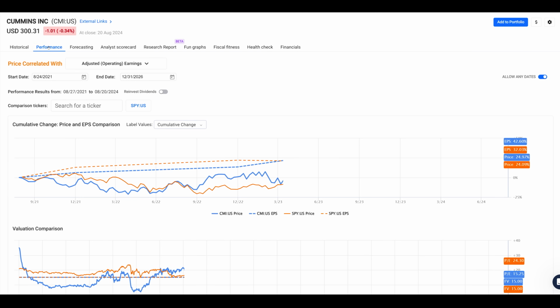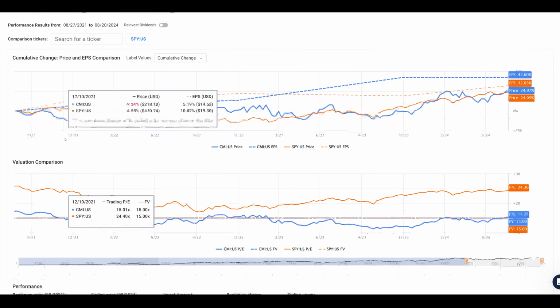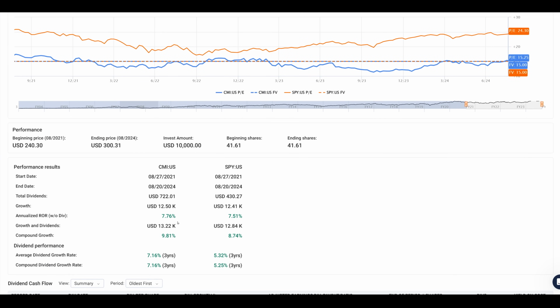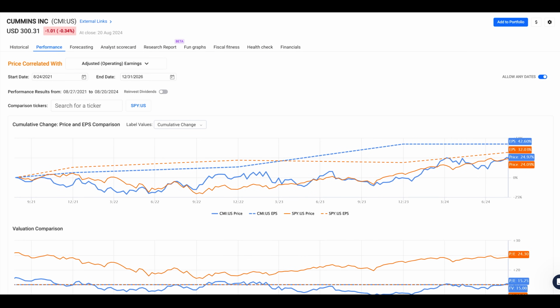Then when I look at my performance and compare it against the market, I see that we ended up in just about a dead heat. We only slightly outperformed the market on a total return basis. A little better than that, 9.8% versus 8.74 when you include dividends. But the growth portion was 7.76 versus 7.51. But what I do want to point out here is that the income was $722 per $10,000 versus 430. So I think you're getting the picture now.